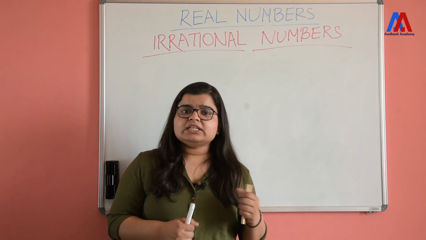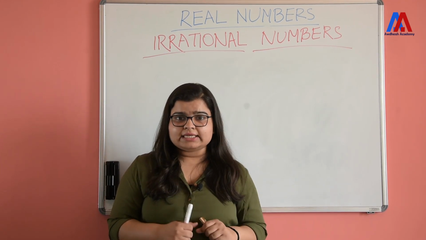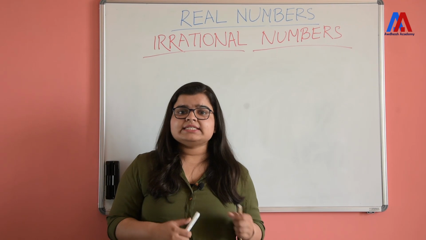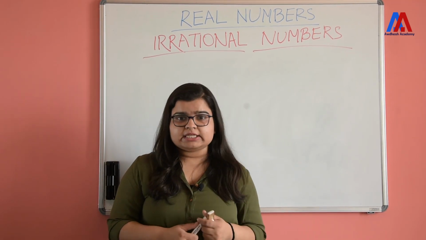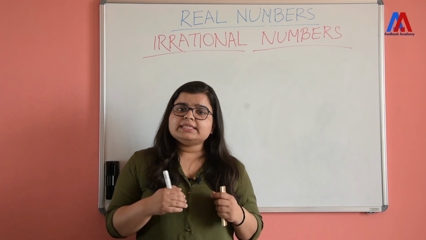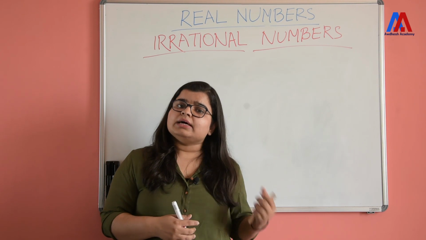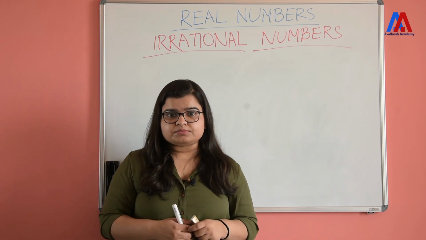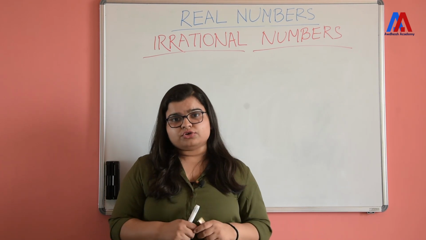Also, we have seen in the earlier video lesson on decimal expansions of real numbers that an irrational number has a decimal expansion which is non-terminating and non-repeating in nature. Now, in this lesson, we are going to discuss how to prove that a number is an irrational number. Before going to that, we need to understand two very important concepts.